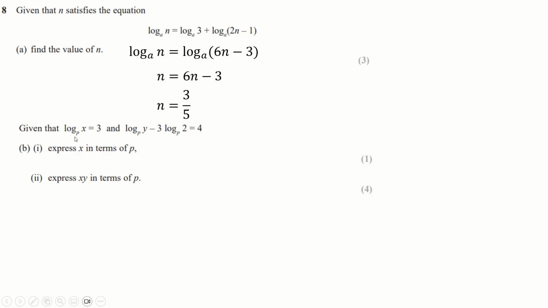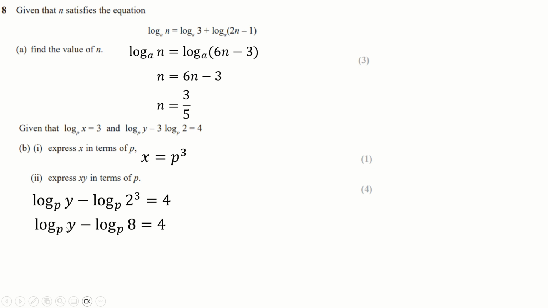Given that log is that and this, x in terms of p is clearly just p to the power 3 is x. That's how logs work. Here you have to do a bit more work. This 3 can come up to the top here by the power law for logs. And then 2 cubed is 8.